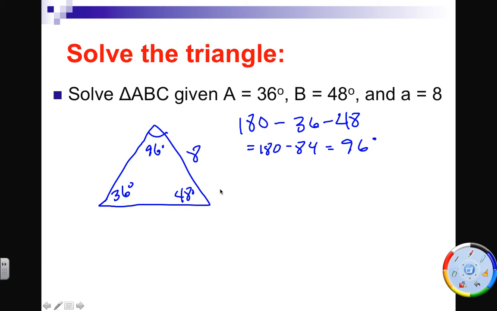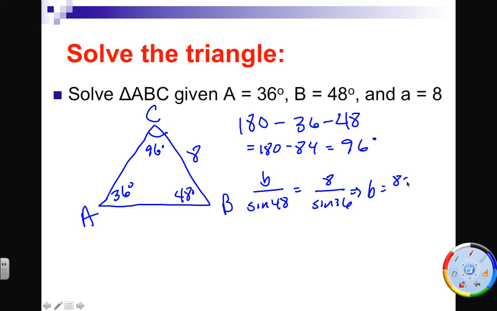Now we just have to look at the other pieces. Since I'm looking for sides, I like the other version here. Let's call that big C, that's B, that's A. So little b over sine of 48 equals 8 over sine 36. I can multiply both sides by the sine of 48. So b equals 8 sine of 48 over sine of 36. And I hope you guys have been paying attention for the last month or so. This is 48 degrees, so you better be in degree mode. So I'm changing my calculator to degree mode. And I'm going to say 8 times the sine of 48 divided by sine of 36. And I get b is approximately equal to 10.11.